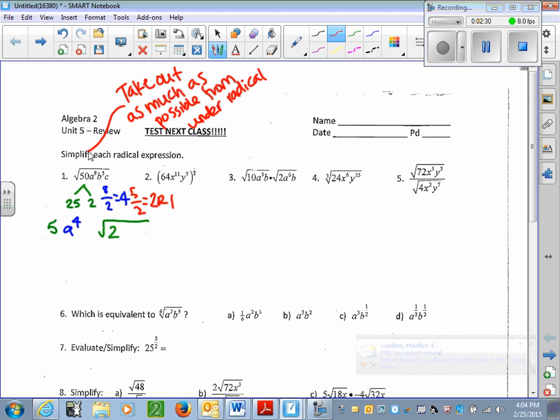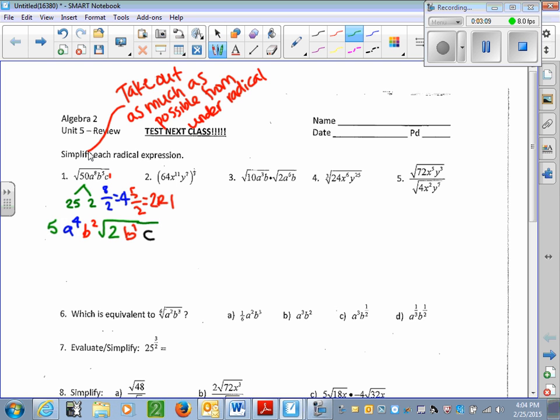So 2 b's come out front, and my remainder, b to the first, stays under the radical. You don't have to write that 1 there, but you can. Then c to the first. C doesn't have a partner. Right now my exponent on this c is a 1, so it needs a partner because my index is a 2. I need at least 2 c's to be able to take any c's out from under the radical. I can't take any c's out, so my c will just stay under the radical with my 2 and my b.